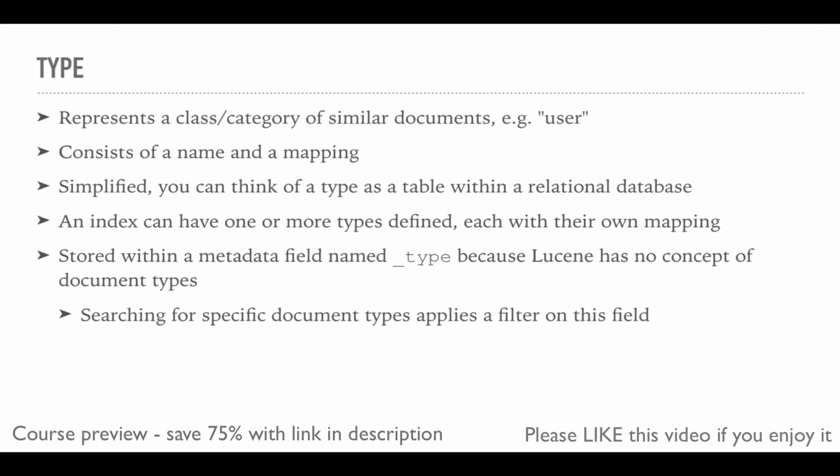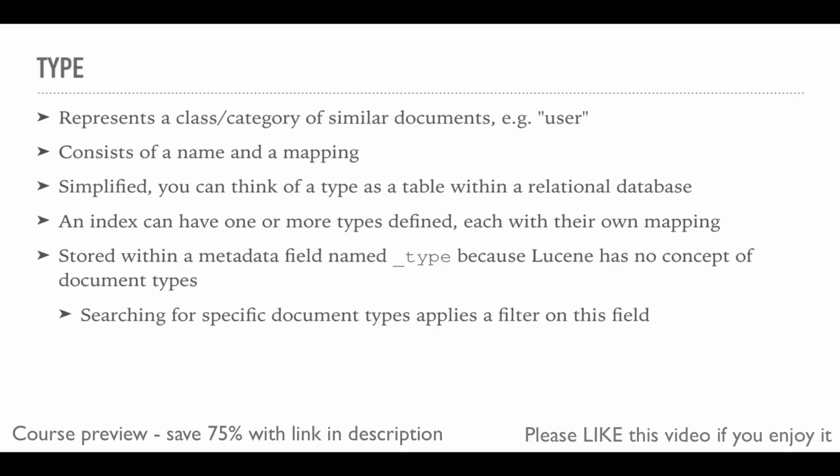Within an index are types of documents. A type represents a class or category of similar documents, which could be a product or a user. A type consists of a name and a mapping, where the mapping does not need to be explicitly defined. You can think of a type being equivalent to a table within a relational database such as MySQL. An index can have one or more types, and each can have its own mapping, which I will discuss on the next slide.